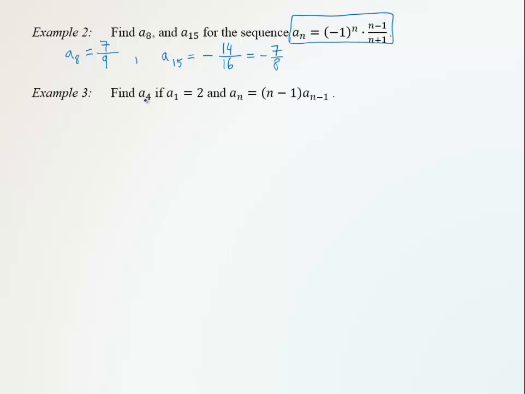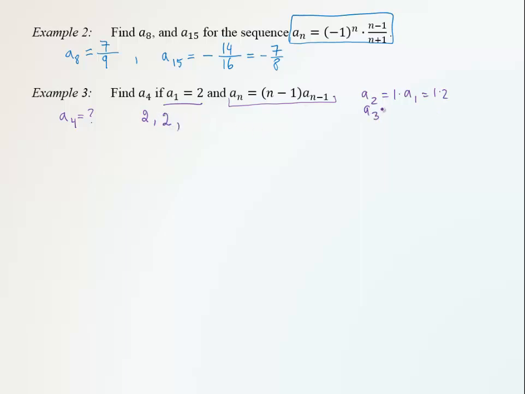Okay, this time we want to find A4. If we know that A1 is 2, and the general term is given recursively, it's some expression that involves the previous term. Well, because A4 is not very far from the start, let's list the terms until we hit A4. So A1 is 2. A2, by using this formula, would be 2 minus 1 is just 1 times A1. But A1 is 2, so it's 1 times 2. Therefore, A2 is also 2.